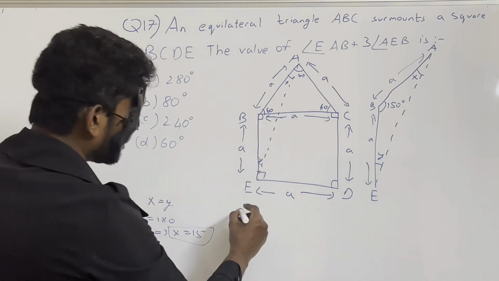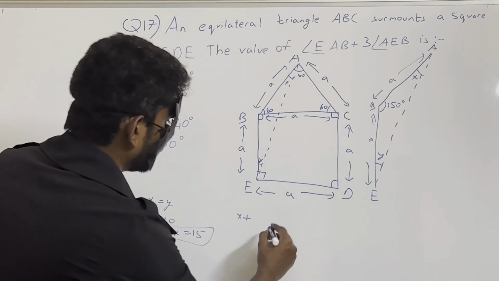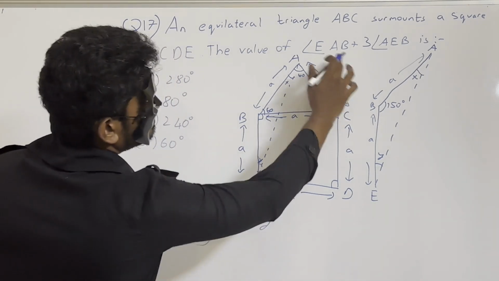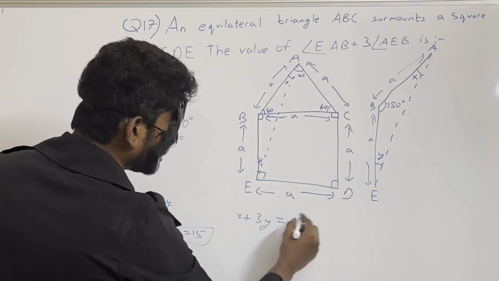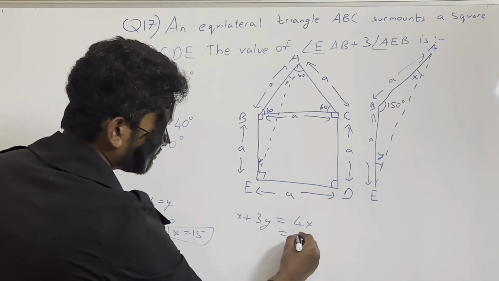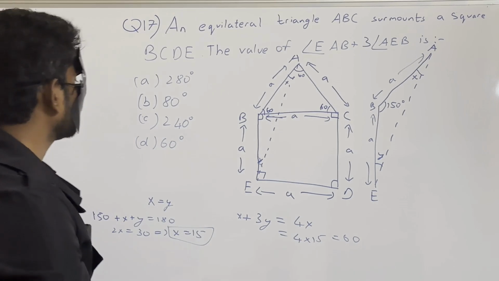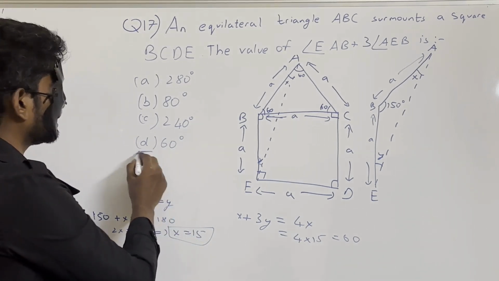Now he is asking the value of x plus 3y, which is nothing but, x is equal to y, right? So he is asking the value of 4x. We already know x is equal to 15. 4 into 15 is equal to 60 degrees. So the answer to this question will be 60 degrees.